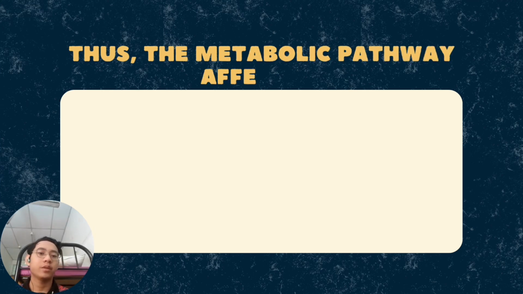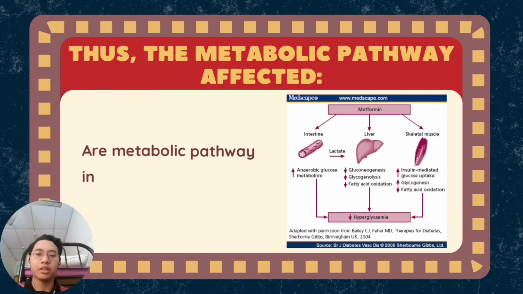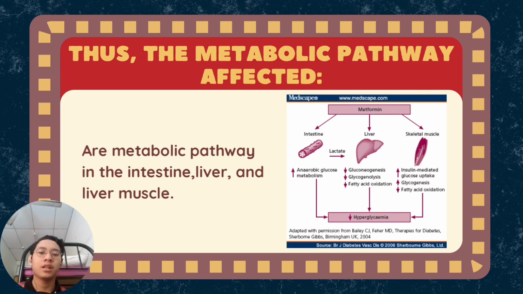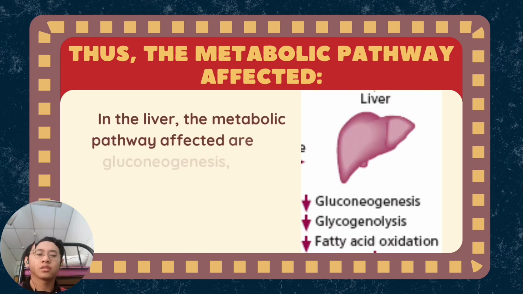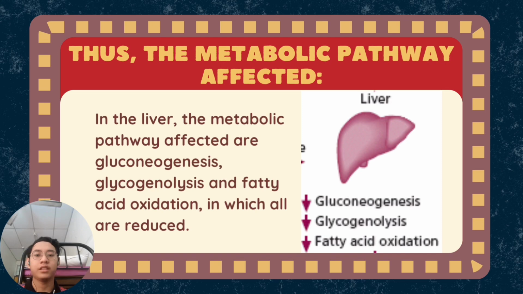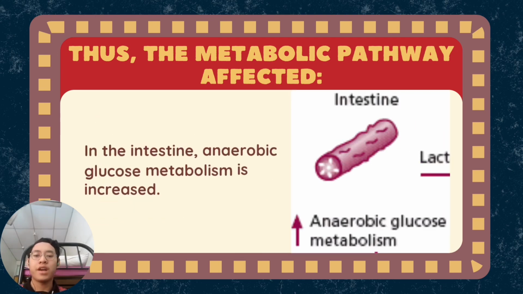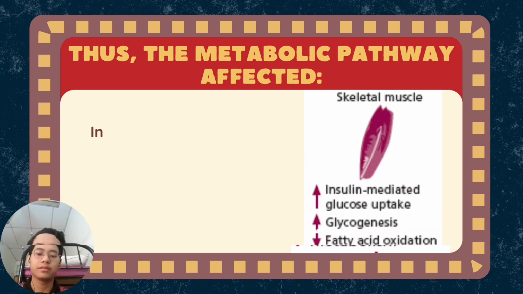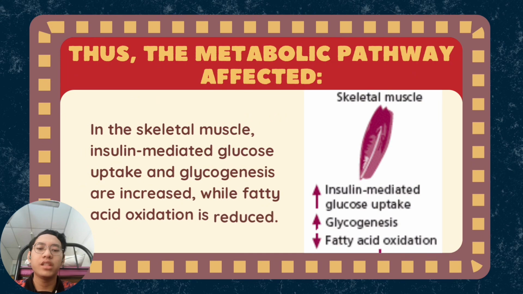Thus, the metabolic pathways affected are in the intestine, liver, and skeletal muscle. In the liver, the pathways affected are gluconeogenesis, glycogenolysis, and fatty acid oxidation, all of which are reduced, while in the intestine, anaerobic glucose metabolism is increased. In the skeletal muscle, insulin-mediated glucose uptake and glycogenesis are increased, while fatty acid oxidation is reduced.